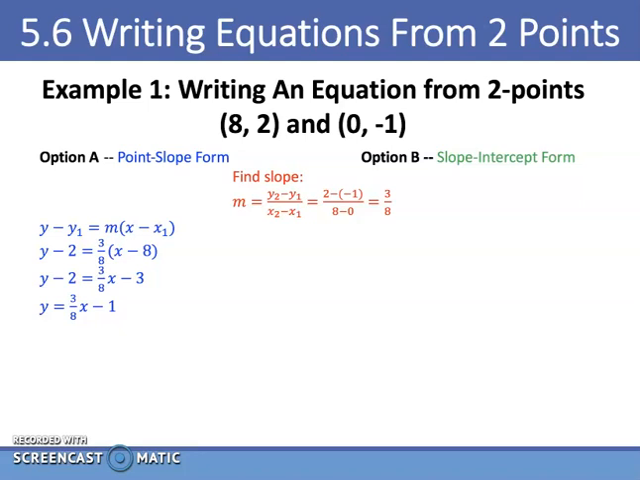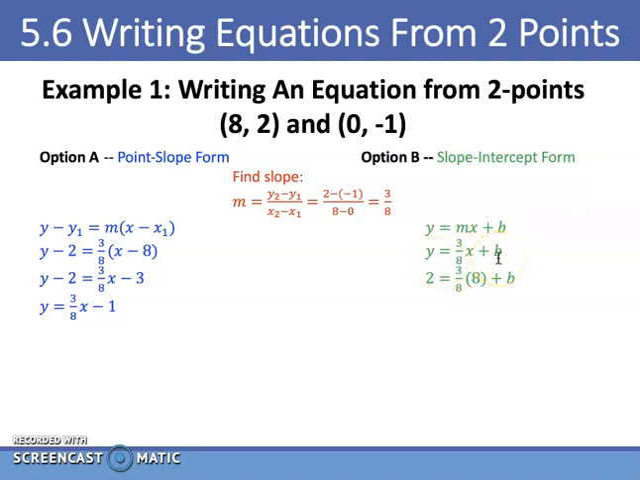Now let's look at option B, slope-intercept form. So let's write down slope-intercept form, y equals mx plus b. Again, we always write the form down so we see the pieces we need to fill in. With this form, we need to fill in the slope m, which we have. We also need to fill in our y-intercept. We do not have our y-intercept. So let's go ahead and calculate that. So y equals 3/8 x, we fill in our 3/8, plus b.